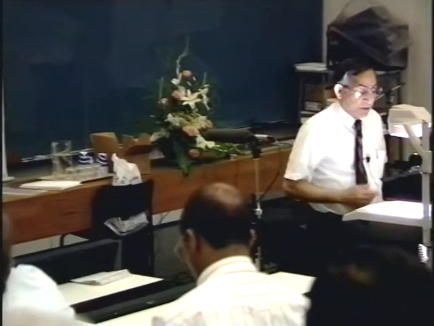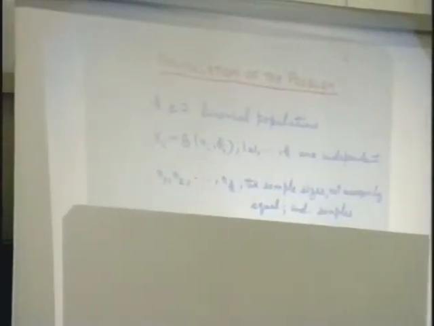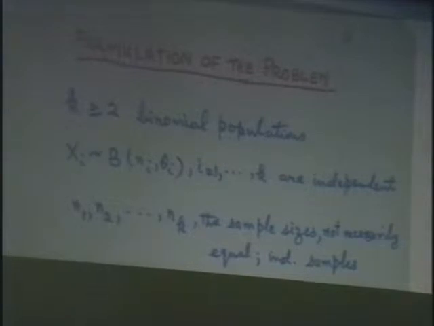In this case, similar work has been done for the normal model, but I'm going to talk about the binomial model here. We have 2 or 3 or more, k, populations, processes, binomial, and they are independent, of course. You take n1, n2, ..., nk observations. So you see, it's not a balanced situation, and that creates the difficulty also to start with.